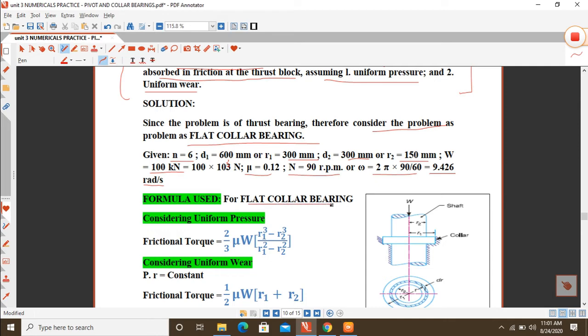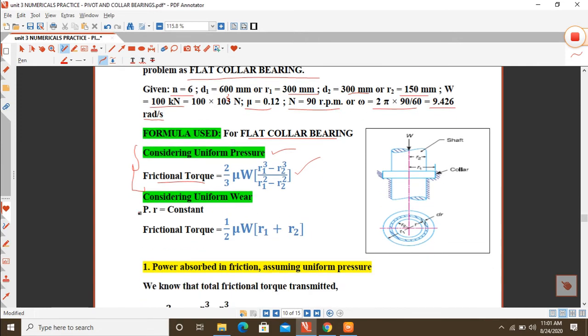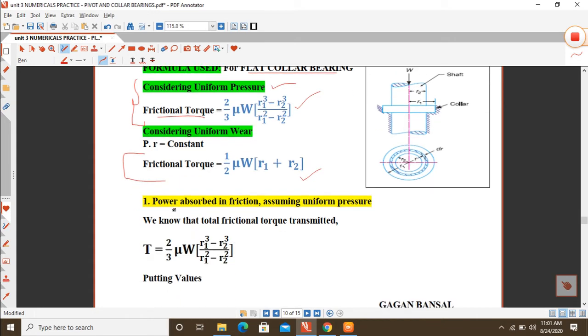Now for flat collar bearing, the formula is, for considering uniform pressure, frictional torque is 2 by 3 mu W, R1 cube minus R2 cube upon R1 square minus R2 square. This is very important and very effective formula for flat collar bearing. And considering uniform wear, where product of P into R is constant, the frictional torque is 1 by 2 mu W R1 plus R2, where mu is coefficient of friction, W is load transmitted, R1 and R2 are the external and internal radius of collar respectively. So now what we need to do is calculate the power absorbed in friction.